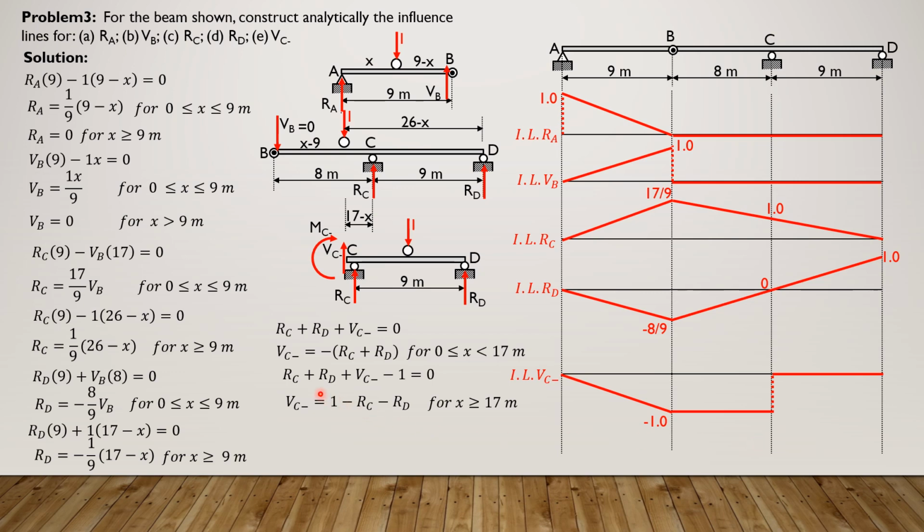Then when X is just to the right of 17, this is now the applicable formula. So 1 minus R sub C, which is 1, so 0 minus 0, so it's 0. Then for X greater than 17, so when X is 26, 1 minus R sub C, which is 0, minus RD, which is 1, so it is everywhere 0 beyond 17 meters. So this is the influence line for shear just to the left of C.